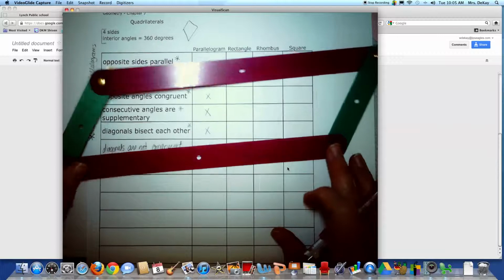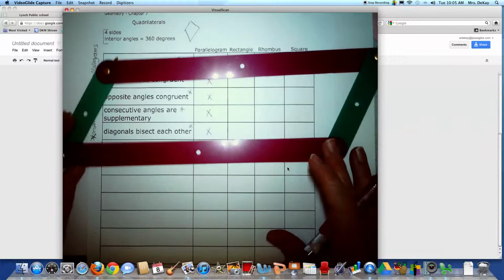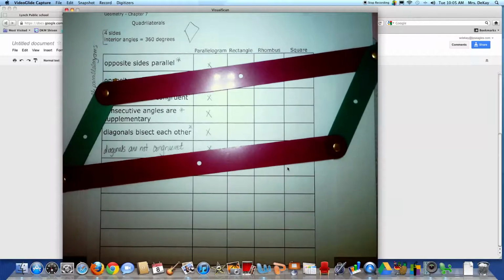So what I've done now is I've taken some little plastic things that join. I forgot what these are even called. They're called geo-connectors, and they come in all different sizes. And I've just made a parallelogram. You can see it on the screen right there. See it? Okay. And how did I make it?